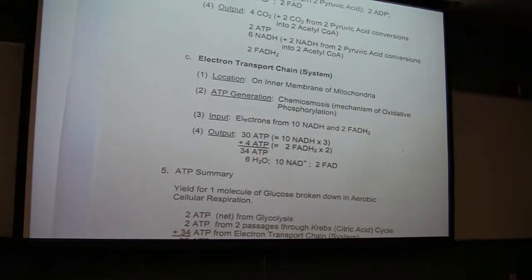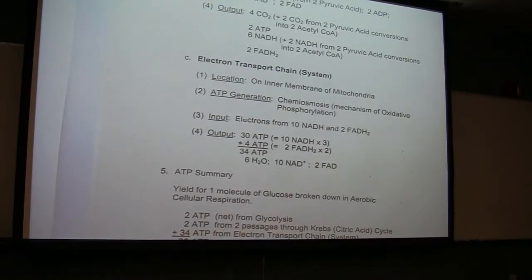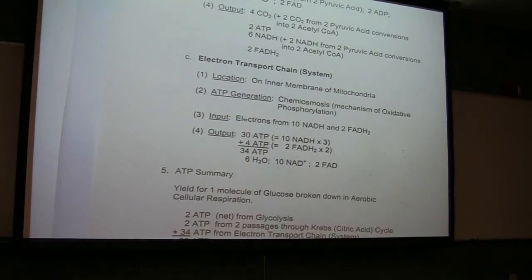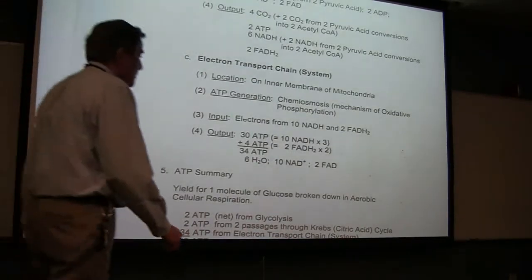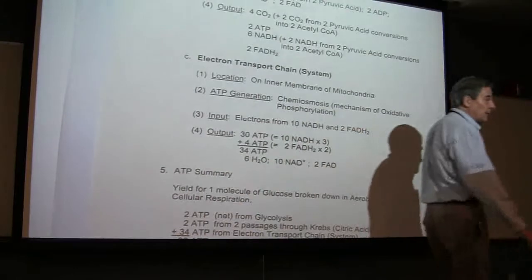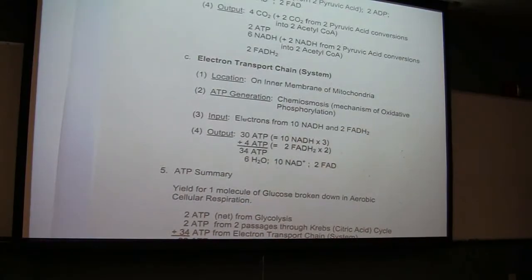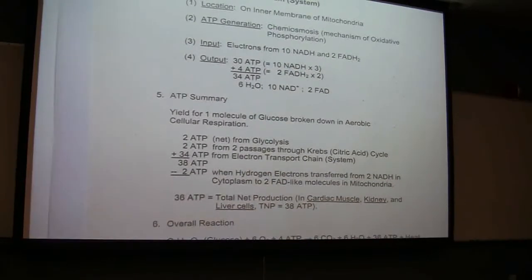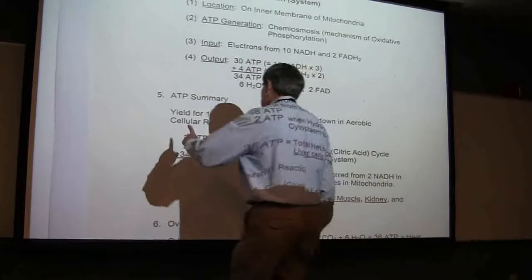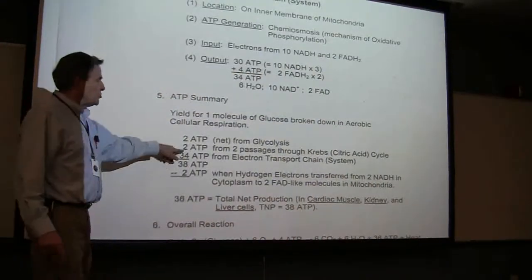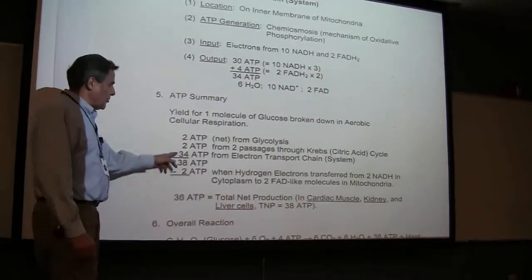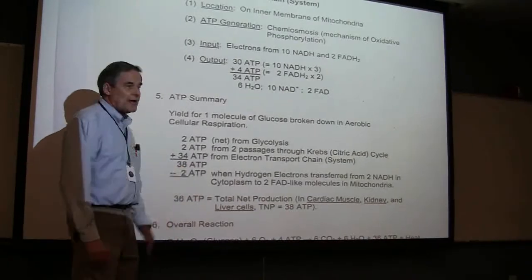The cell can generate a lot more ATP. As a result, it has a lot more energy available to do its work. Very important. And this stuff is going on all the time. Even when you're at rest, your cells are metabolizing actively. You're generating ATP. Okay, so the summary then, 2 ATPs net from glycolysis, 2 from 2 passages through the Krebs cycle, 34 from electron transfer gives a total of 38.